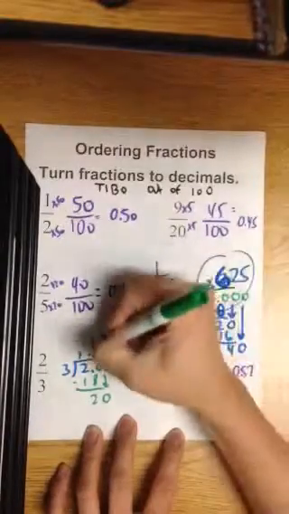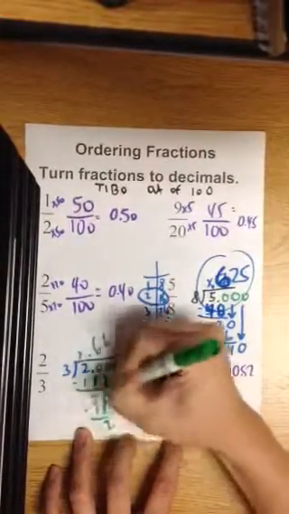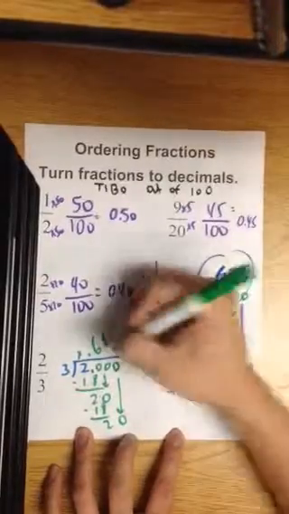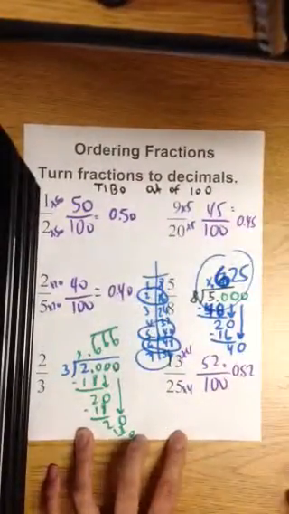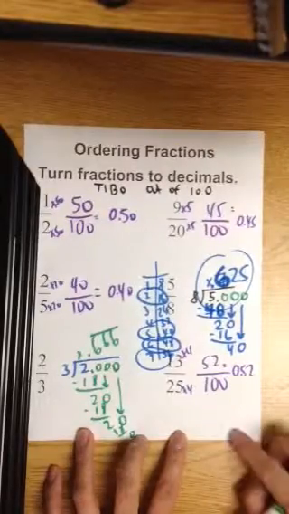Can 3 go in 20? 6 more times. Bring down the 0. Can 3 go in 20? 6 more times. So it's repeating, so it's 666 thousandths.